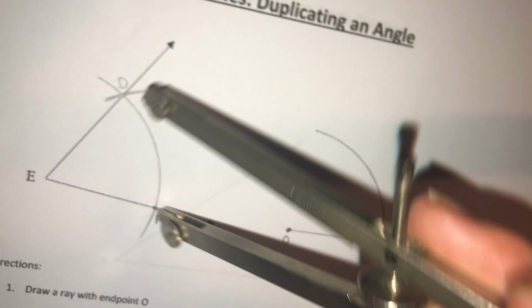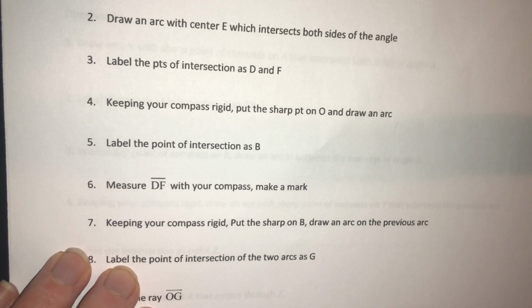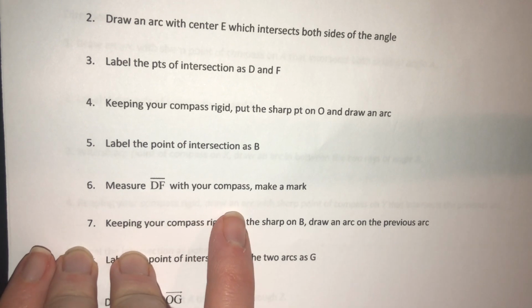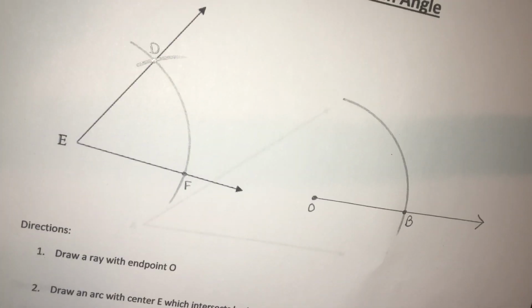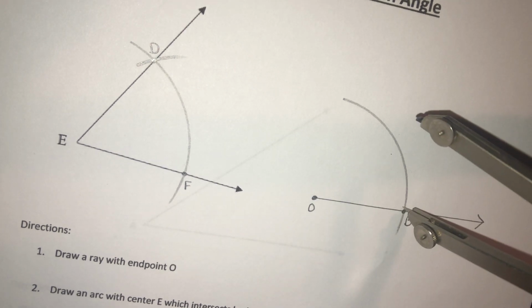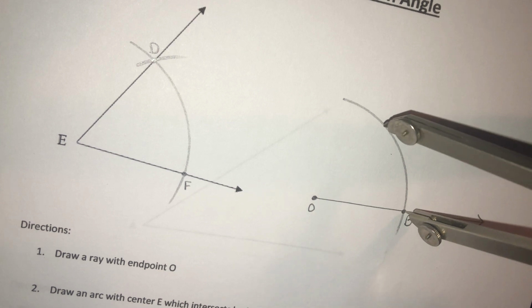Now, step 7 says keeping your compass rigid, so don't adjust it. Put the sharp point on B and make an arc that crosses the previous arc that was already here.